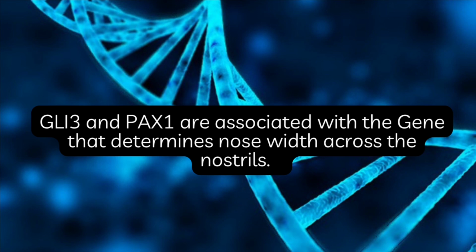As the third and fourth gene, GLI3 and PAX1, are associated with the gene that determines the nose width across the nostrils. All of these genes are known to be involved in bone or cartilage development, as rare variants of them have even been categorized with the skull and face malformations in humans. What this means is that we can use the genetic history of our ancestors' nose shapes to figure out why people's noses are structured in particularly different sizes depending on your geographical region.